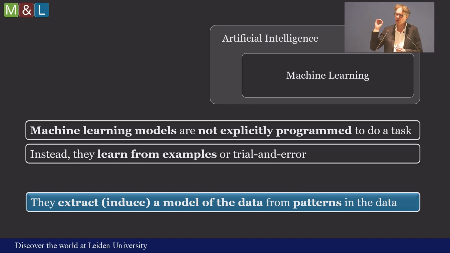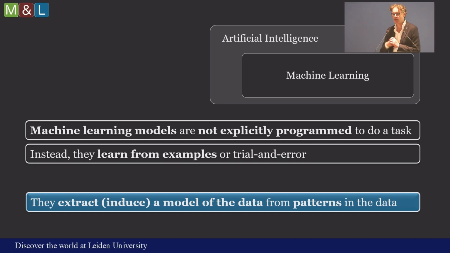So what you need to know, and this is very important, is that they were not programmed explicitly to do a task. We didn't program them explicitly, this is how you recognize a bird, as I just said. No, they learn it from trial and example. And in doing so, just like us, they induce a model of the data from the patterns that are in the data. Now this is an important concept. So it finds patterns in the data, and from that constructs a model to use.